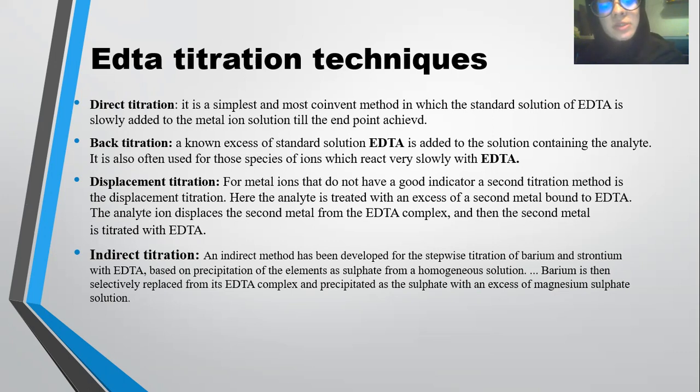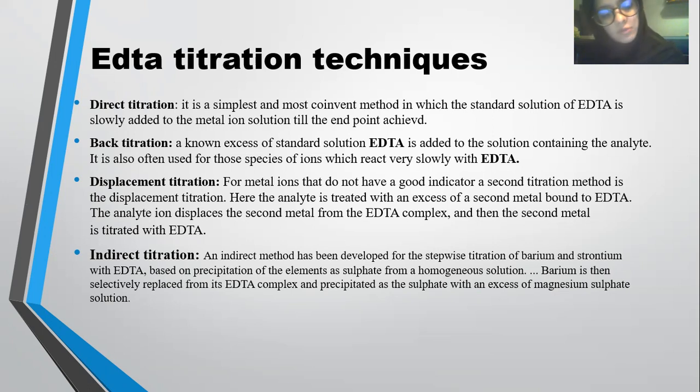Displacement titration is used for metal ions that do not have a good indicator. A second titration method is the displacement titration. Here an analyte is added to an excess of a second metal bound to EDTA. The analyte ions displace the second metal from the EDTA complex, and the second metal is titrated with the EDTA.